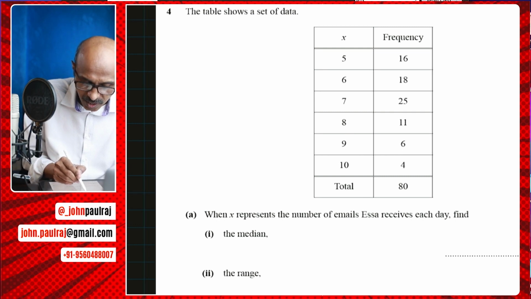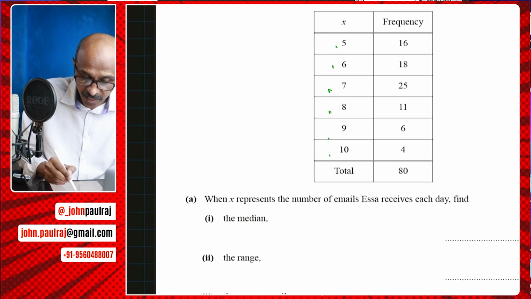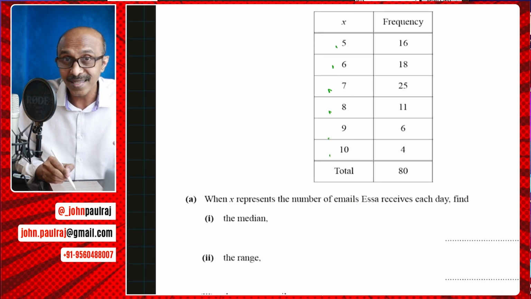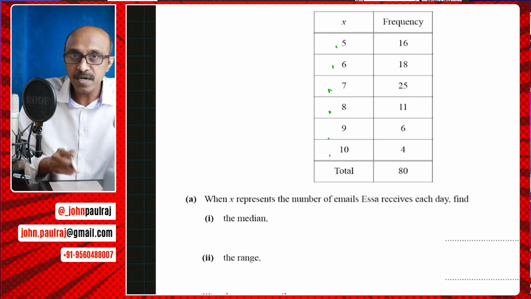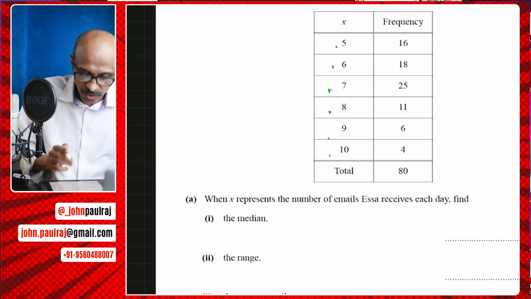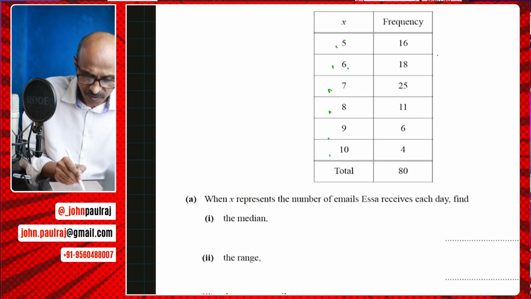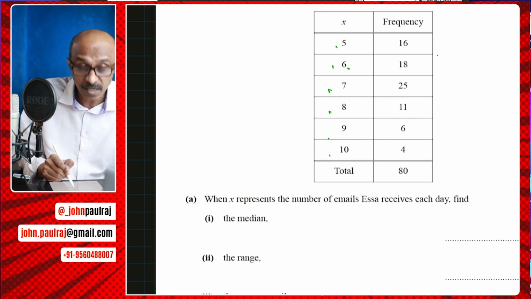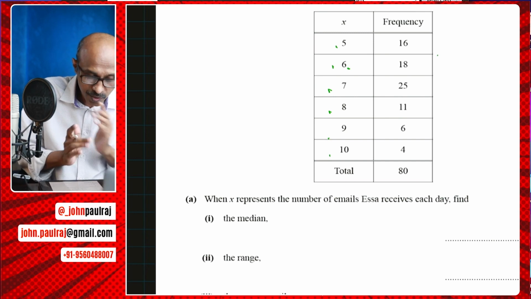What I mean by ungrouped is that data is just points like 5, 6, 7, 8, 9, 10, and so forth. And they give you frequency. Frequency means the number of times that data is appearing in that data list. So the number 5 appears 16 times, the number 6 appears 18 times, the number 10 appears 4 times, and so on. So sometimes you've got an ungrouped frequency distribution.